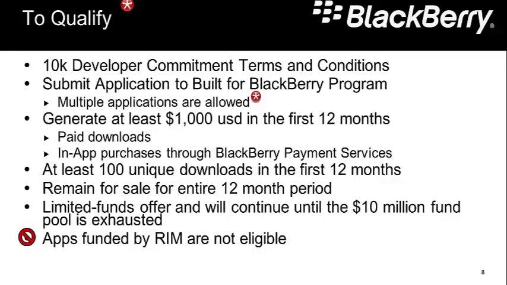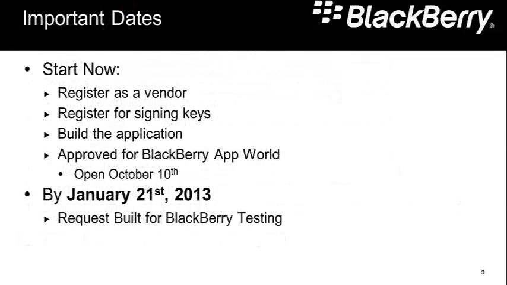So finally, let's talk about dates. In order to qualify, there's some important dates you need to know. You can start right now. Register yourself as a vendor. Register for your signing keys and start building your application. Applications for BlackBerry 10 will be accepted in BlackBerry App World starting October 10th. So 10/10. You can start putting in BlackBerry 10. You must request your Built for BlackBerry testing by January 21st, 2013.